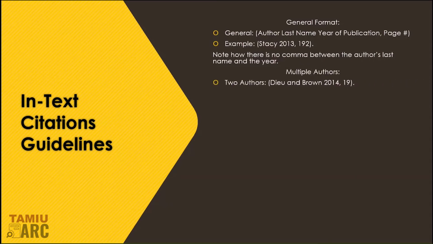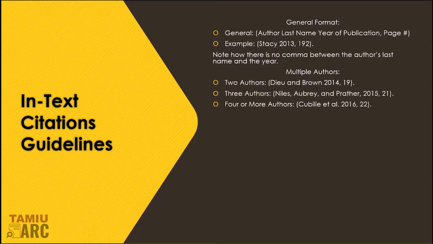When creating an in-text citation with multiple authors, include the word "and" between two authors, include commas for 3 authors, and if you have 4 or more authors, include the text "et al.", meaning "and others." The "et al." is used after the first author's name, shortening citations with 4 or more authors immediately.